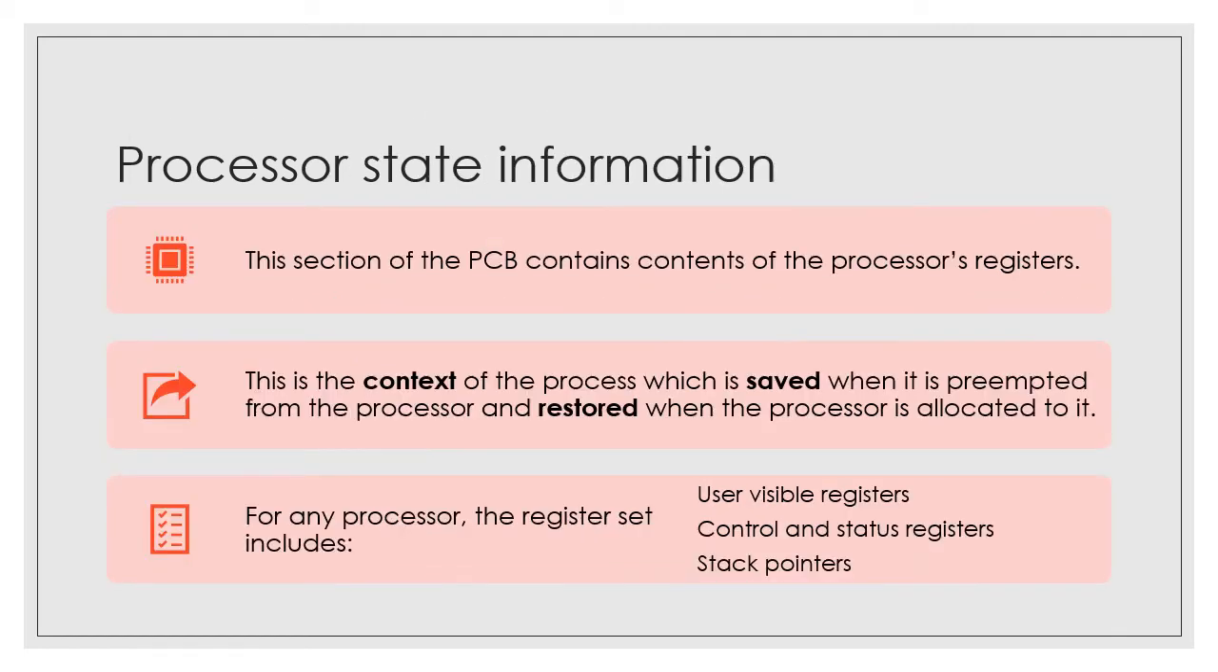Processor state information. This section contains contents of the processor's registers. This is the context of the process, which is saved when it is preempted from the processor and restored when the processor is allocated to it. For any processor, the register set includes user visible registers. Registers of the processor that can be altered by machine instructions executed in user mode of the processor are called user visible.